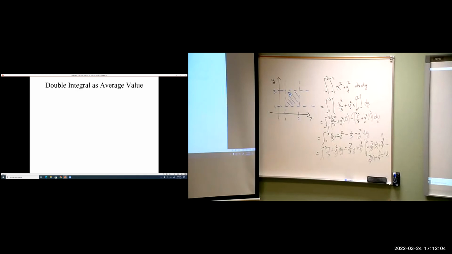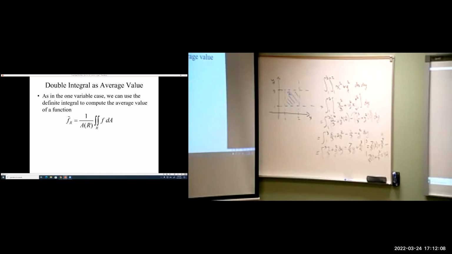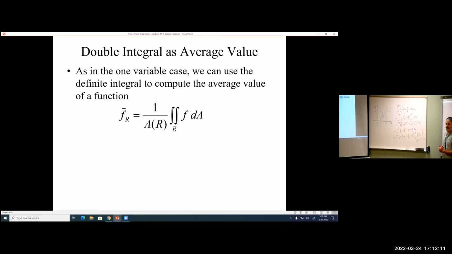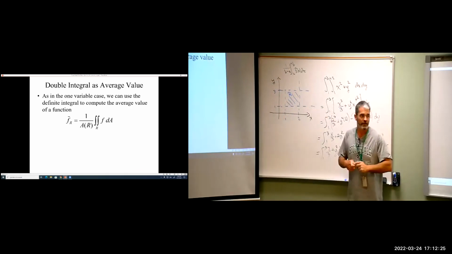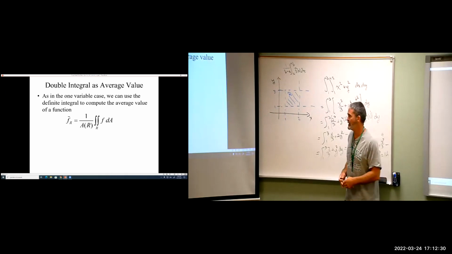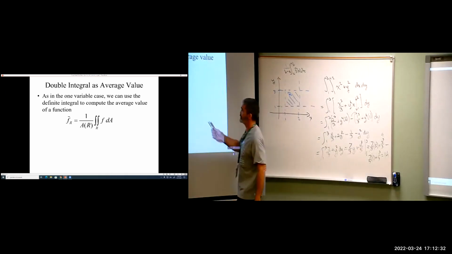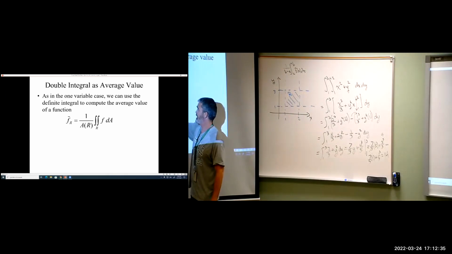And lastly, we can also do average value. This is very similar to average value of a function in single variable calculus. In single variable calculus, to do the average value, you do the integral of f of x dx from a to b, and you divide by the length of the interval. Now, in multivariable and a double integral, to do the average value, you do the double integral over your region, and then you divide by the area of the region.